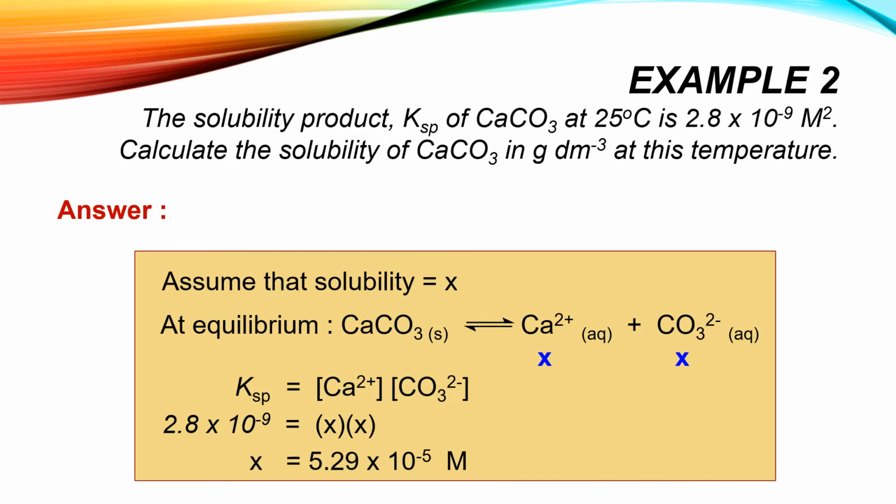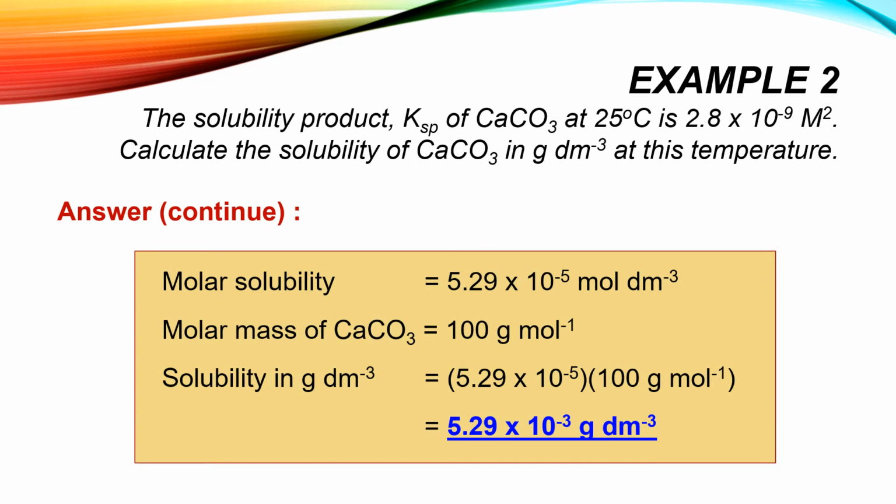Writing the Ksp expression, that is, concentration of calcium 2 plus times concentration of carbonate ions, by substituting the value, it will obtain the value of X that is equal to 5.29 exponent negative 5. The X value obtained from the calculations will give the molar solubility value of 5.29 exponent negative 5 mole per dm cube. By calculating the molar mass of the calcium carbonate, it will obtain 100 gram per mole.